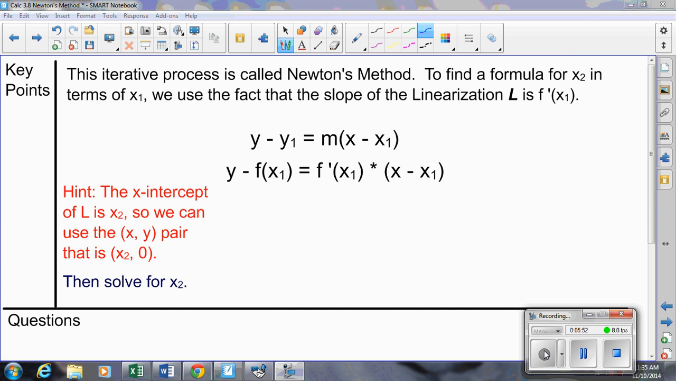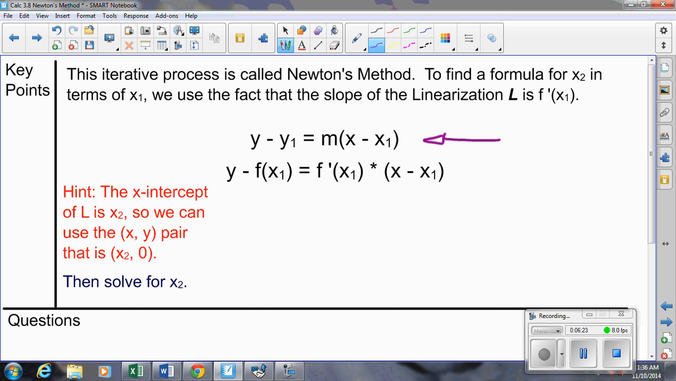Well, that iterative process, again, is called Newton's method. Obviously, the guy who created it, Isaac Newton. But we'd like to be able to have a piece that would allow us to have a formula we could use. And so we're going to take a moment to solve this piece right here. And you'll note, starting off, we have the general equation of a line.